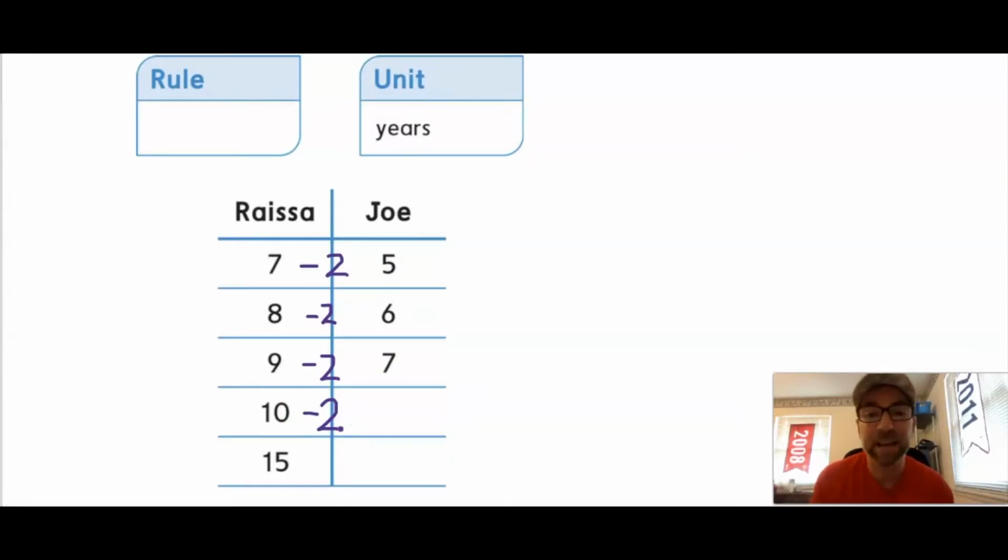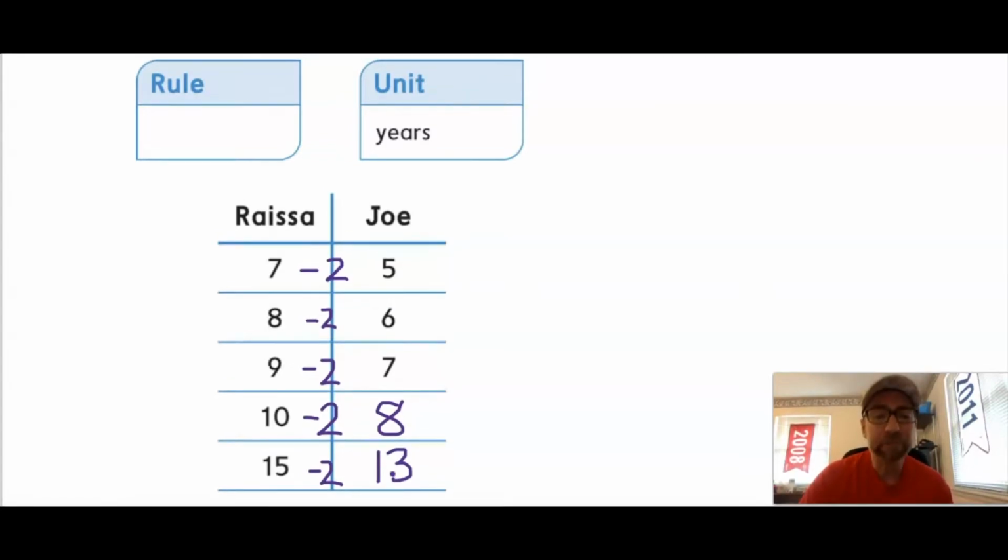What's 10 minus 2? Did you get 8? You are correct. And then 15 minus 2. Count backwards 2 times. 15, 14, 13. Now, if you had a number grid or a number line nearby, you can also use that to make some of those hops that you are so good at making.